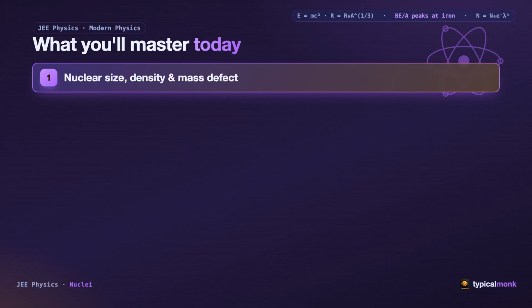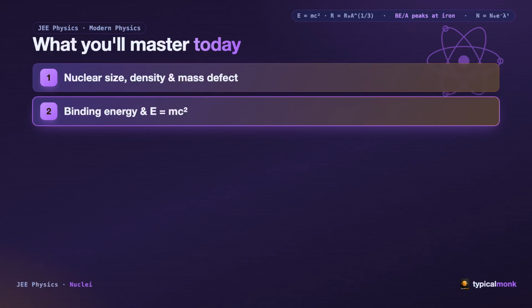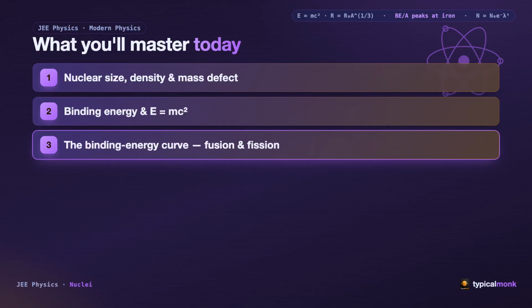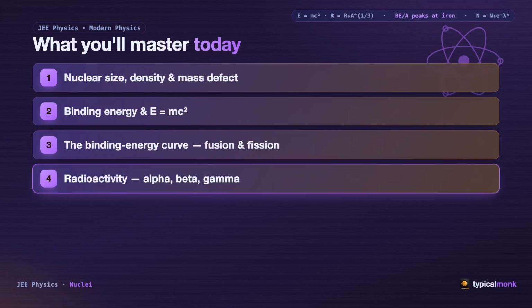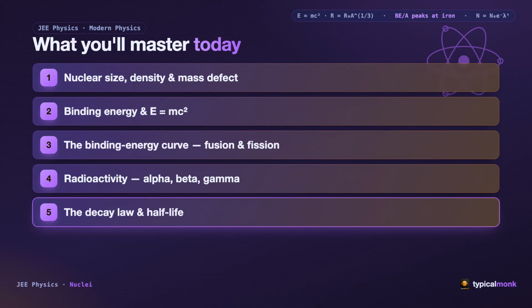Here is what you will master today. First, nuclear size, density, and mass defect. Second, binding energy and E equals mc squared. Third, the binding energy curve, fusion and fission. Fourth, radioactivity: alpha, beta, and gamma. And fifth, the decay law and half-life, one idea at a time.